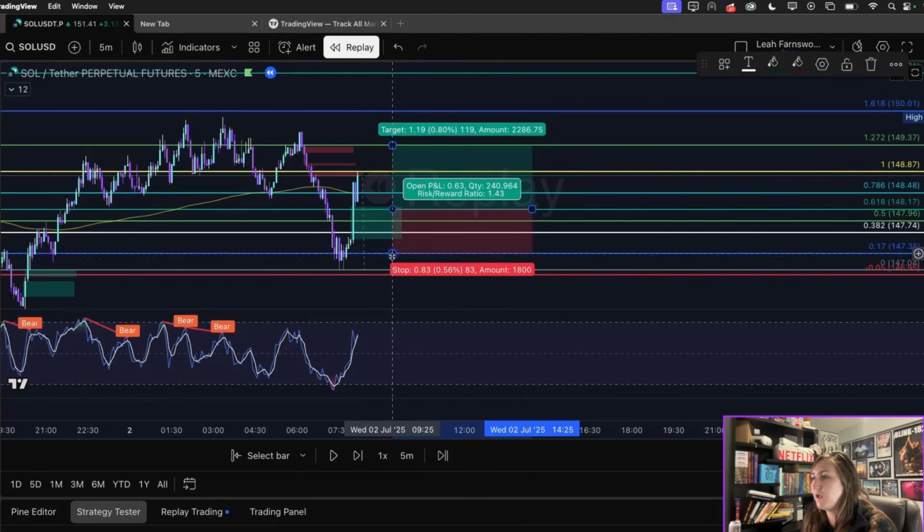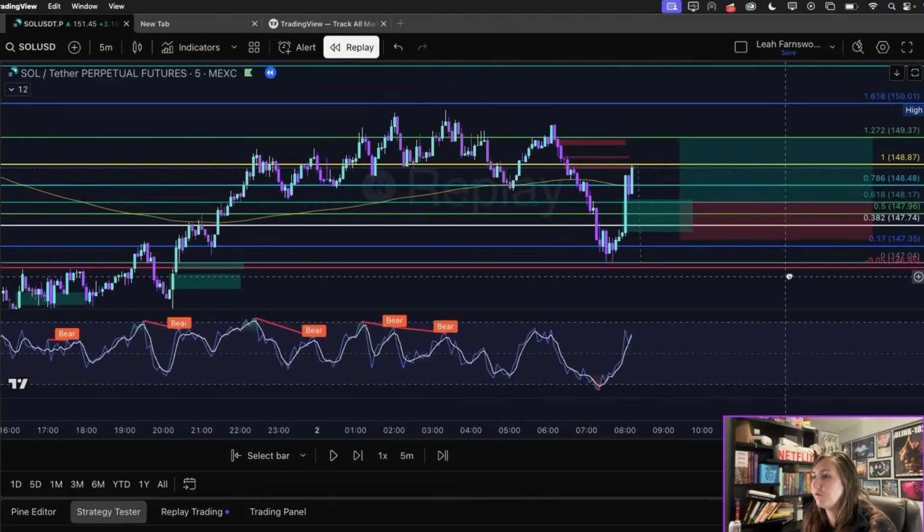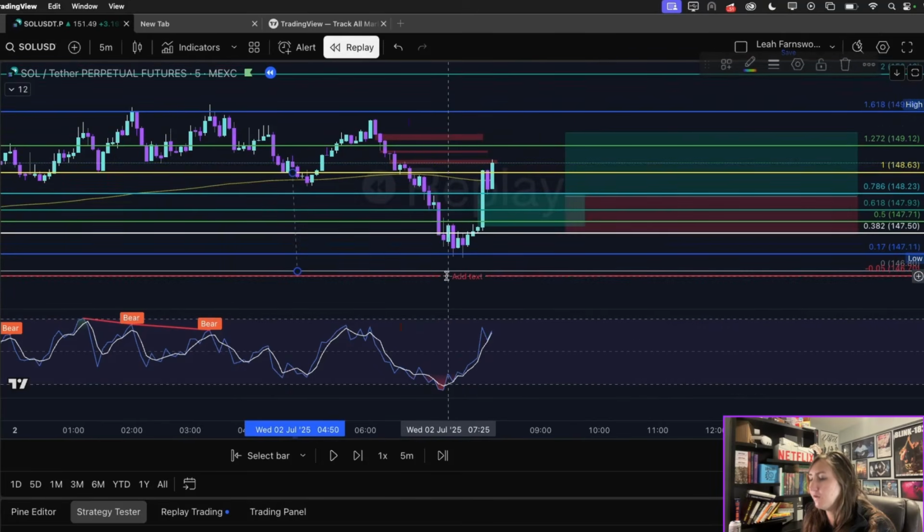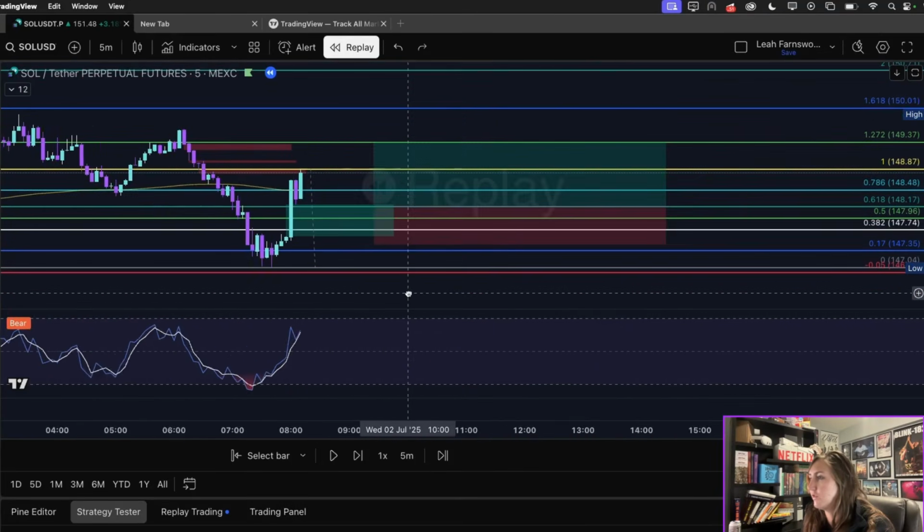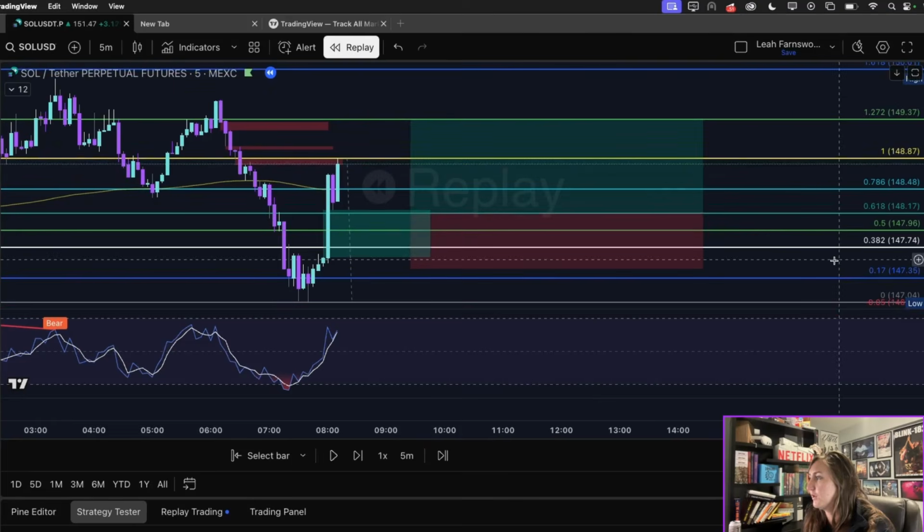Where does your stop loss go? Right below the fair value gap candle. So if there's a fib line close to it, I'd say our closest fib line is the 0.382, which makes sense. I normally don't like.